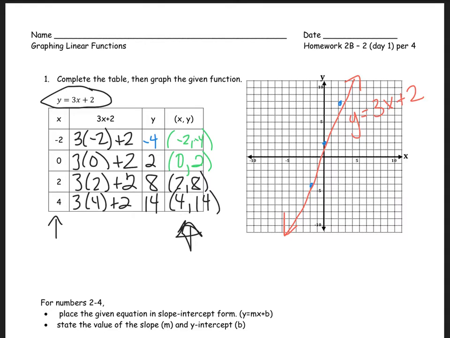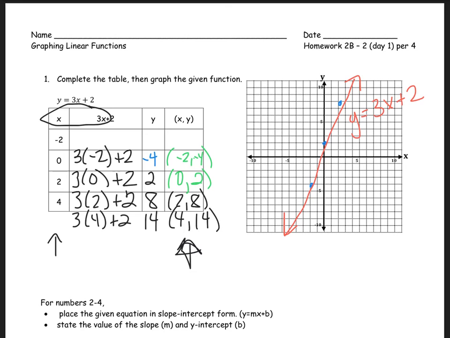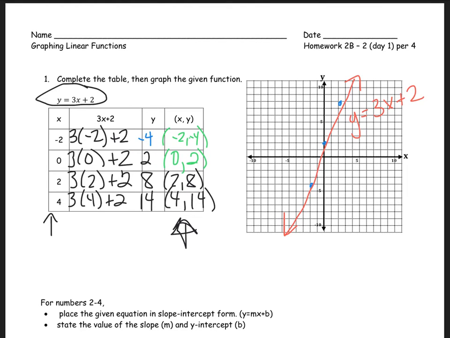Now remember how much your calculator can help you out with this. You don't have to do this section in your head. You can do it in your calculator, all right? So, next up.